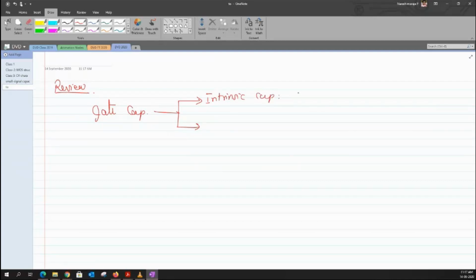capacitance. And this intrinsic capacitance is nothing but the gate capacitance itself. It can be decomposed into three components: CGB, CGS, and CGD. Now we analyzed this intrinsic capacitance with respect to VGS, and we saw how each of these capacitances takes up a particular value.